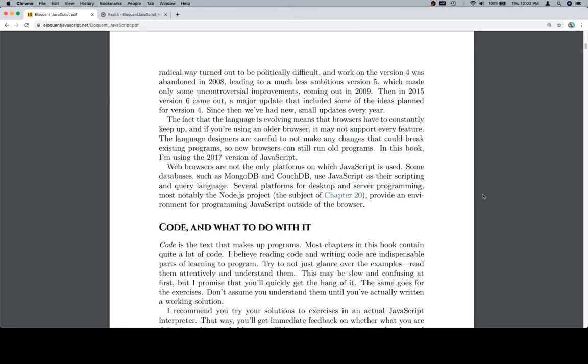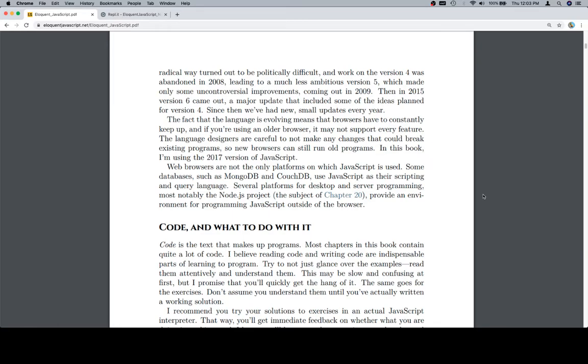Web browsers are not the only platforms on which JavaScript is used. Some databases, such as MongoDB and CouchDB, use JavaScript as their scripting and query language. Several platforms for desktop and server programming, most notably the Node.js project, the subject of Chapter 20, provide an environment for programming JavaScript outside of the browser.